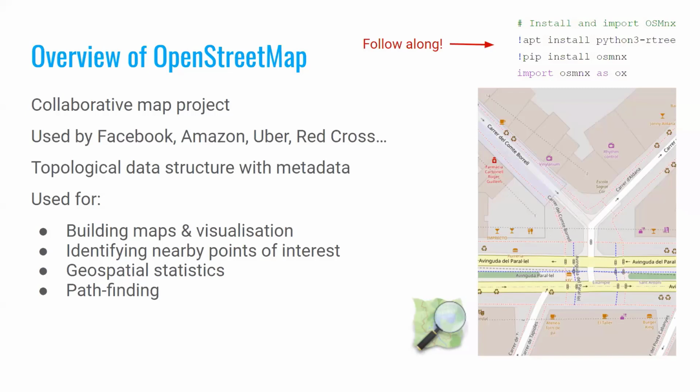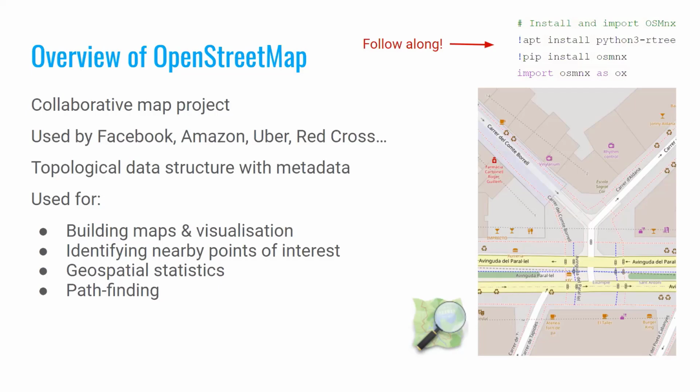It's also used by humanitarian agencies like the Red Cross. And the thing that's, I guess, particular about OpenStreetMap is that the data is stored topologically as a graph where you have edges, which are streets or segments of streets, and nodes in between them, which are the intersections between the roads. And as we go through this tutorial, you will get very familiar with what these edges and nodes are and how to deal with this topological data structure.